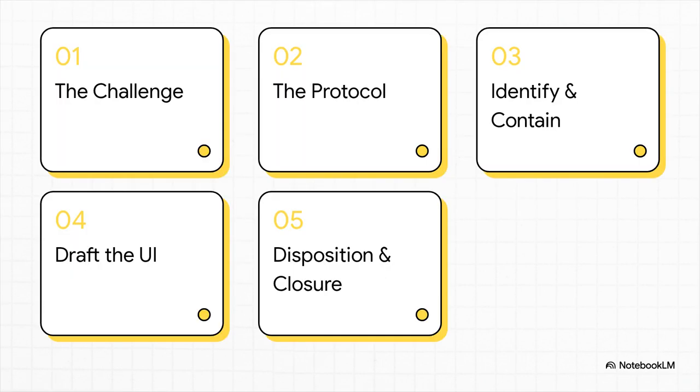So here's our game plan. We'll kick things off with why this is such a big deal, the challenge itself. Then we'll get into the protocol, the new QSP-1100. And after that, we'll walk through the 3 main steps: identify and contain, then draft the UI, and finally, disposition and closure. It's a really straightforward roadmap.